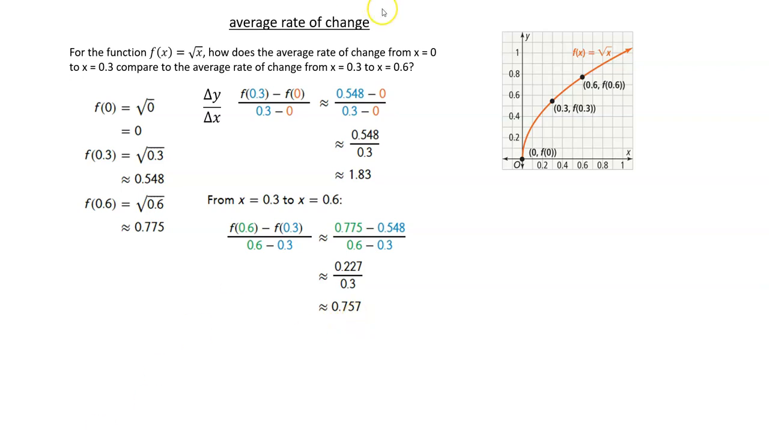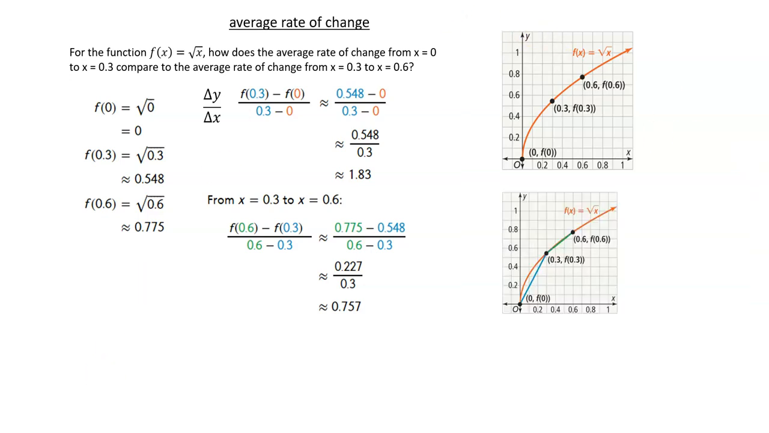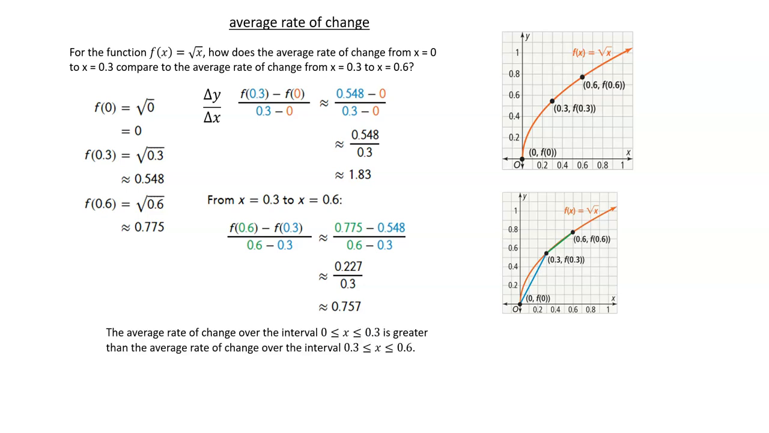So comparing the 1.83 and the 0.57, okay, we can see that the 0.757 is greater. And so looking at that rate of change, the average rate of change when x is between 0 and 0.3 is greater than the average rate of change when x is between 0.3 and 0.6.